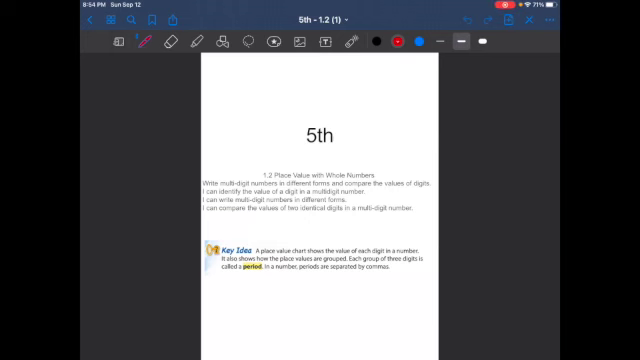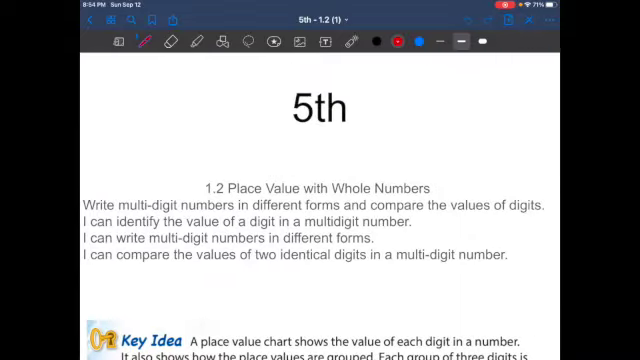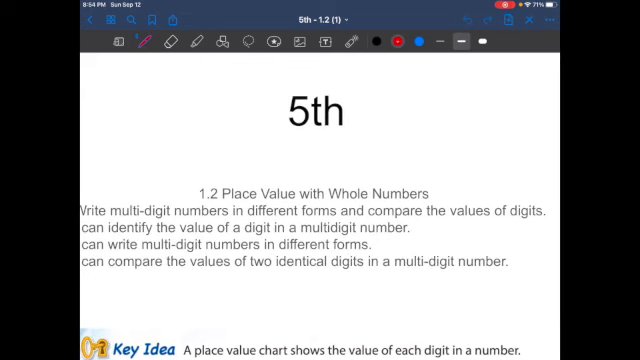Hello everyone, welcome to lesson 1.2, 5th grade math. Please make sure you copy all of this down, press pause when you need to so that we can copy this down. Today's lesson is place value with whole numbers.